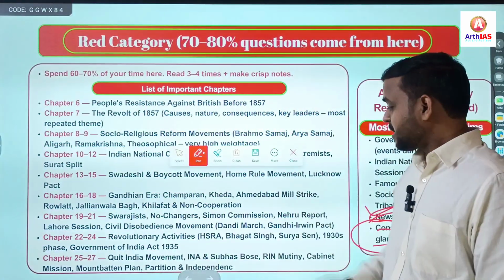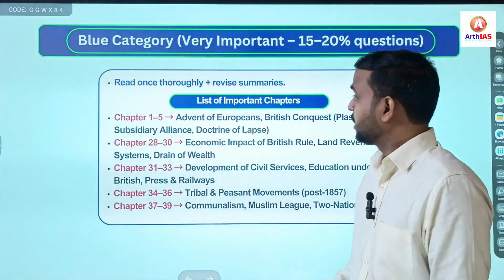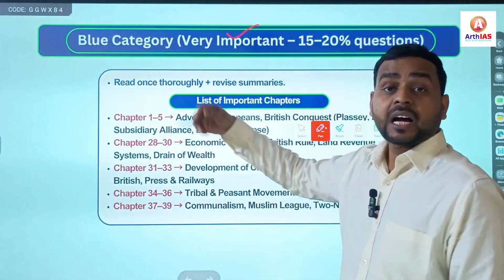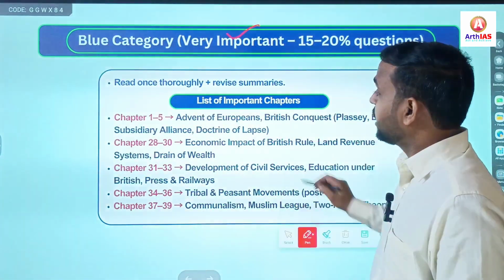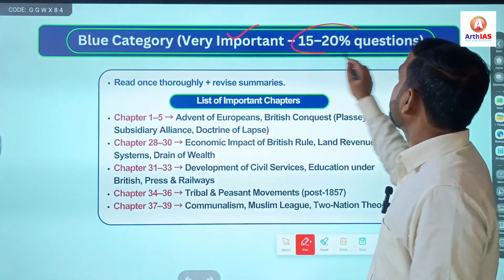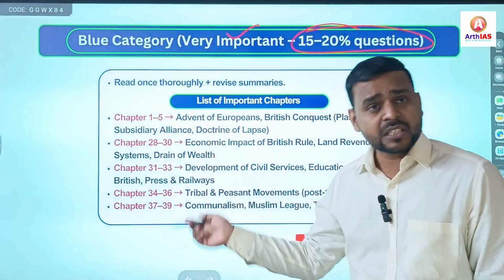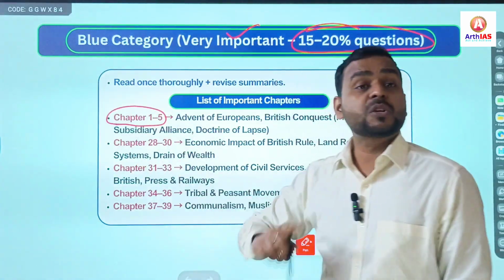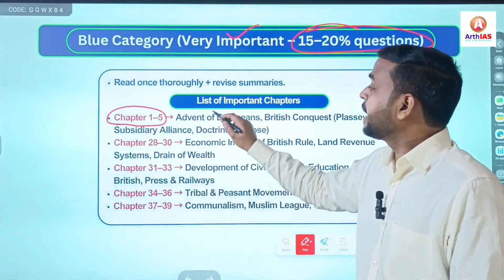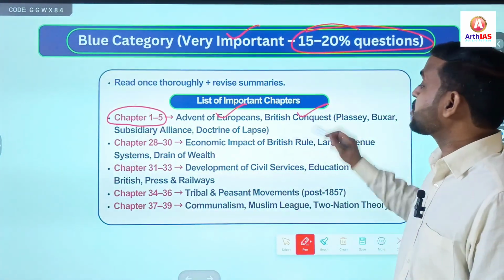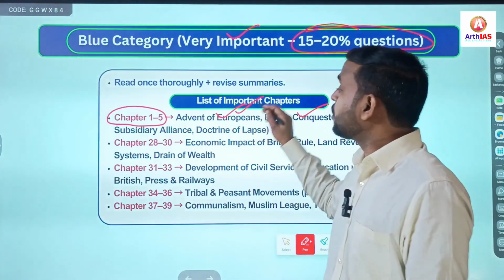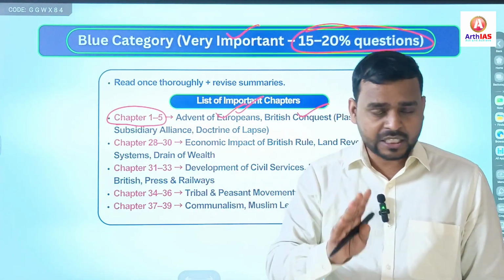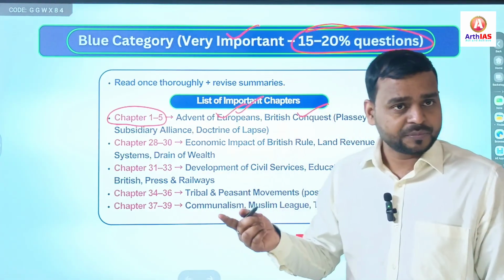Now, second priority areas, the blue category. Here again, these chapters are very important. As I said, 15 to 20% of questions come from these chapters. Here you can study chapter 1 to 5. So, the advent of Europeans and British conquest. Europeans all, whether British, Dutch, French, or Portuguese.